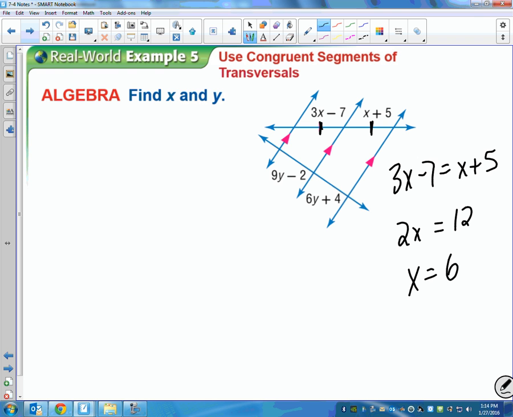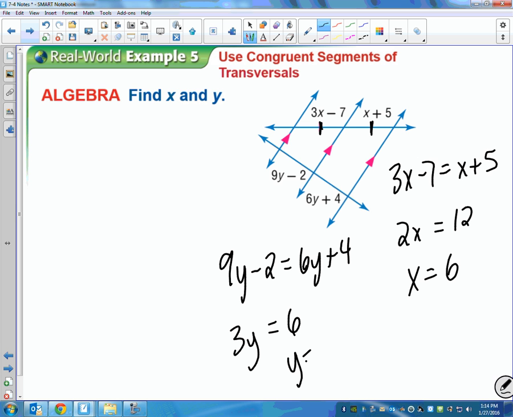We could do a lot of work to solve for y, and set up a proportion. But if you remember that last corollary, if these two are equal, what do we know about these two? They're also equal, which means you can also just set 9y minus 2 equal to 6y plus 4. Subtract 6y over, and we get 3y. Add 2 over, and we get 6. And we get y equals 2. It's not so bad, right? Is that all my examples?